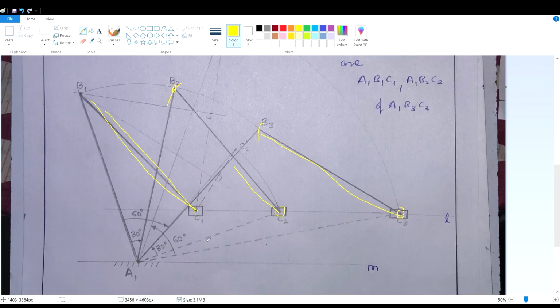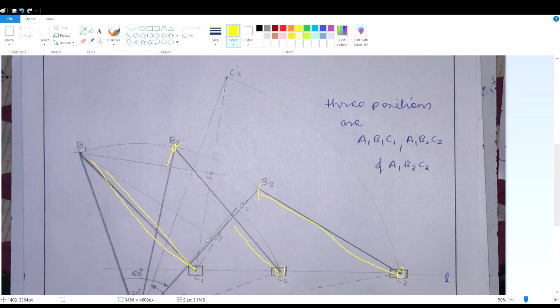This is used in many applications. The main application is in the piston cylinder of automobile engines.